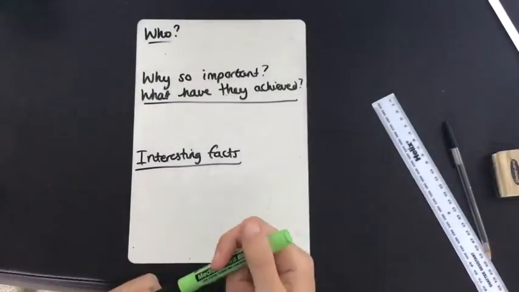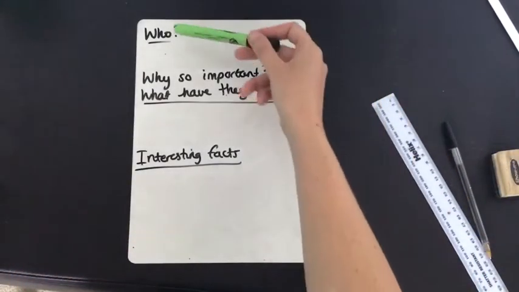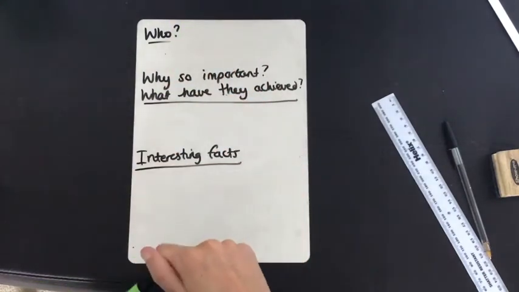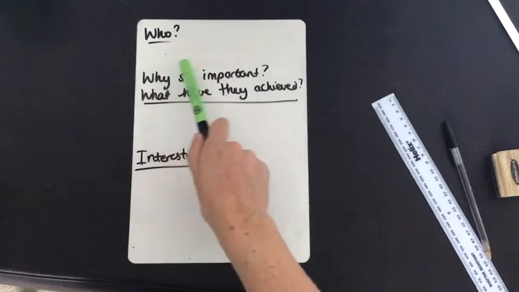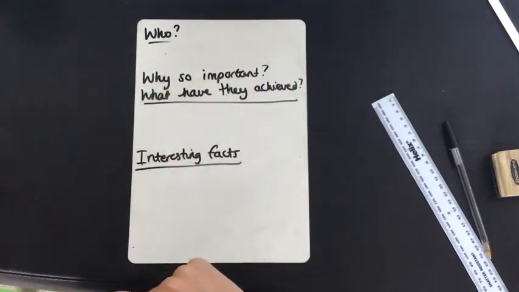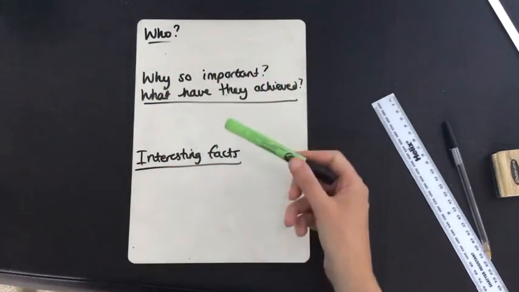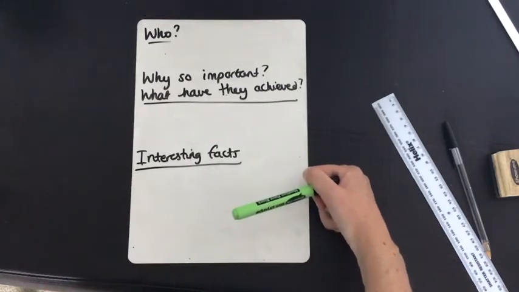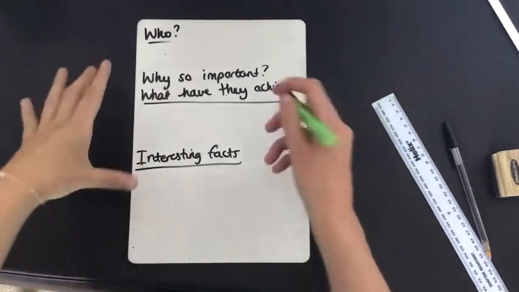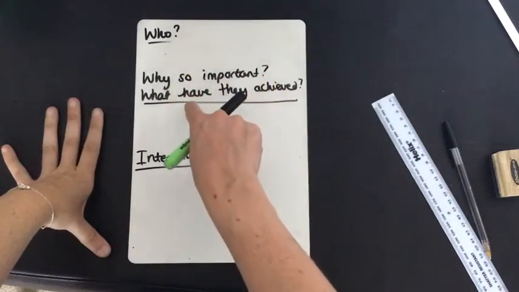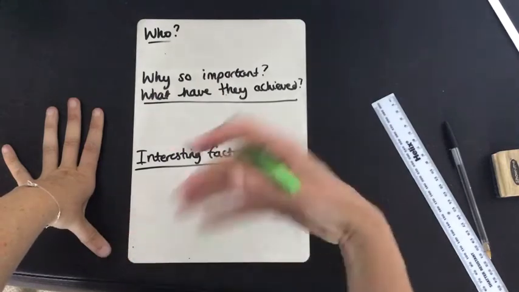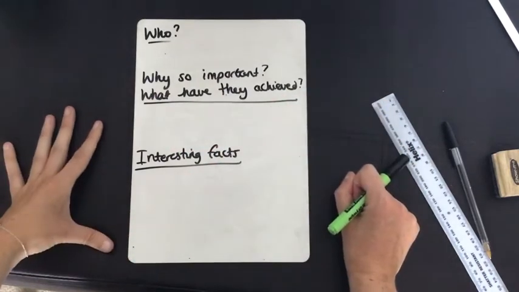So to do your research, it's important you ask yourself three really important questions. First of all, who you are researching, who you want to find out about. The second thing is why they are so important or what they've achieved in their life. And the third thing is any interesting facts you might want to jot down as well. So split your paper into 3 sections or copy the 3 questions down, and it will help you to organise your research about your significant person.